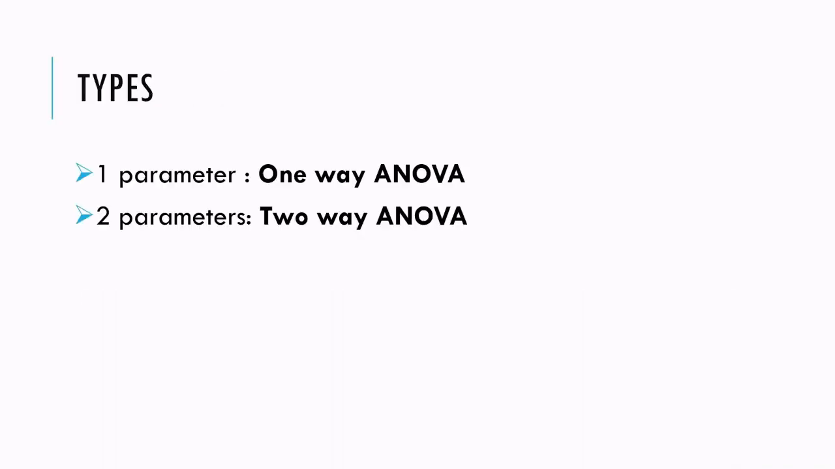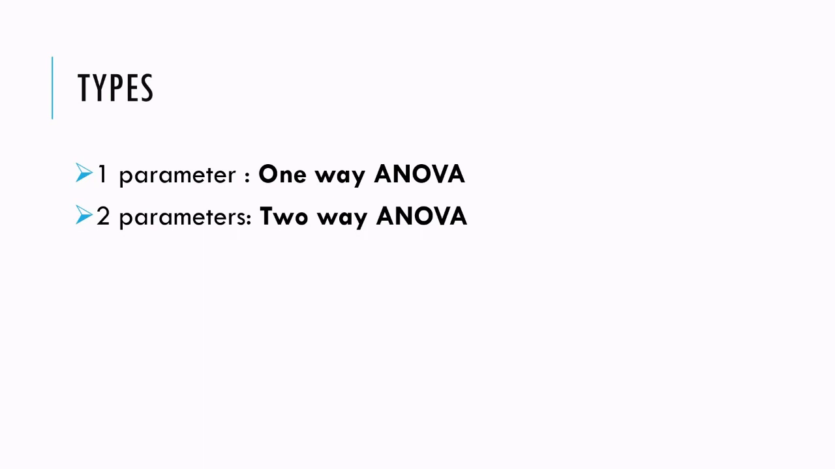So how many types of ANOVA are there? There are many different types, but basically there are two main types: one-way ANOVA and two-way ANOVA. If we compare only one parameter, like in our previous example X compound, so only one parameter we are comparing, so that is known as one-way ANOVA.